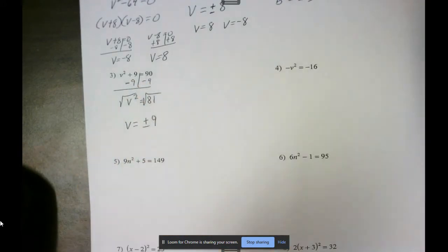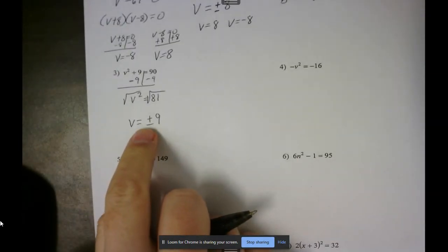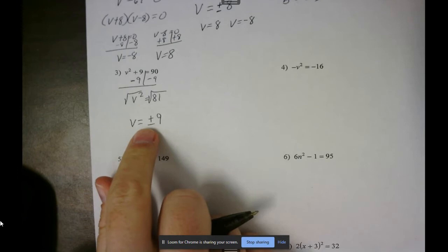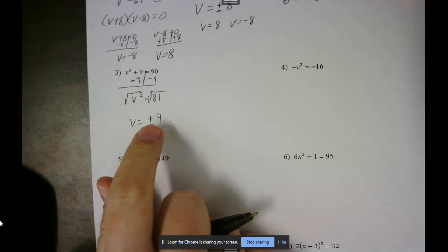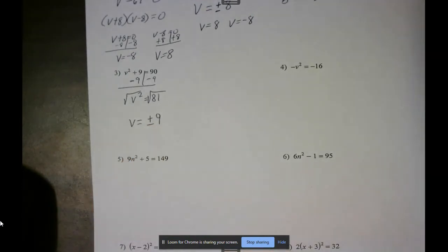All right. For the sake of time, I'm not going to keep writing it as v equals 9 and v equals negative 9. Please understand, if you see that plus minus in front of a number, that means there's two solutions, right? One positive, one negative. Okay? All right, how about number 4?